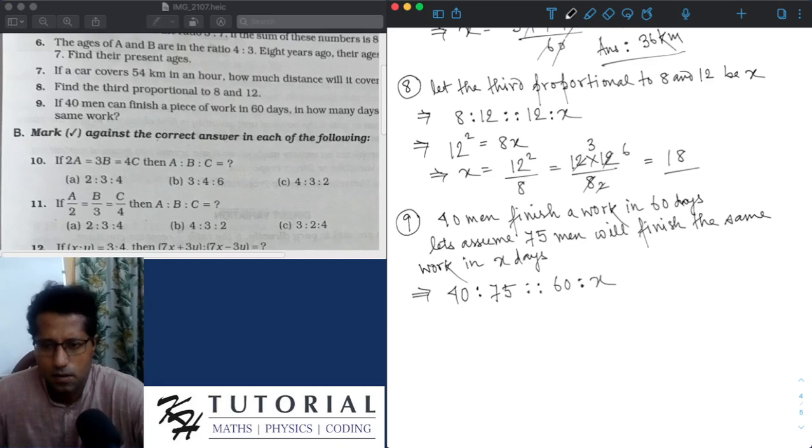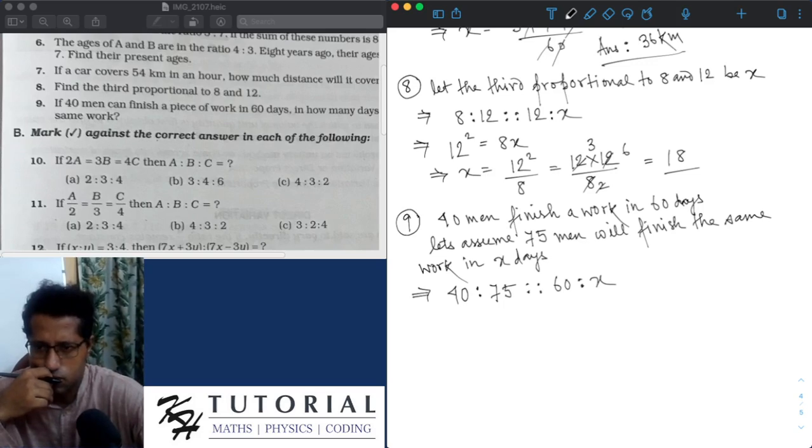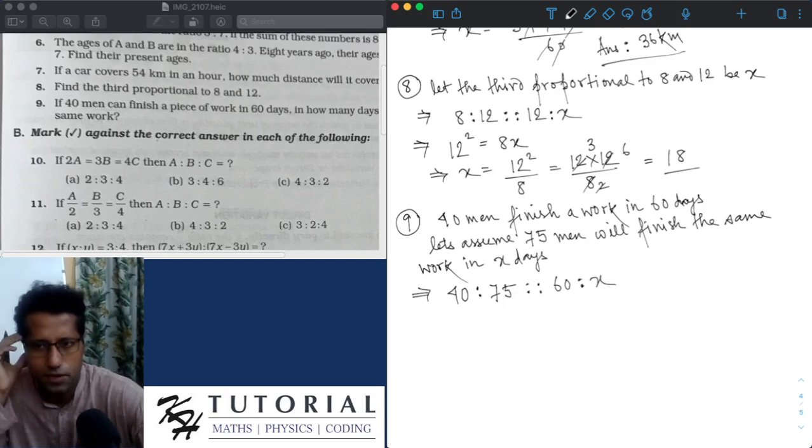So we are assuming that the 75 men will finish the same job in X days. So the ratio of 40 is to 75 should be same as 60 is to X, because the number of days it takes for a single man to finish the job is constant.